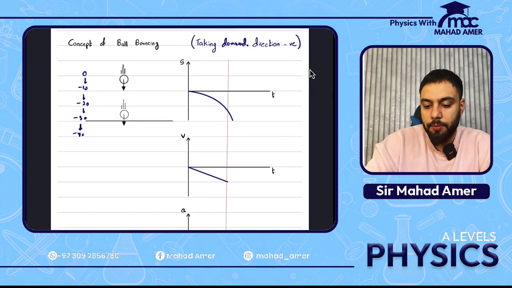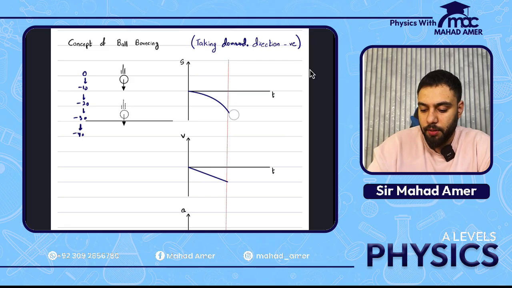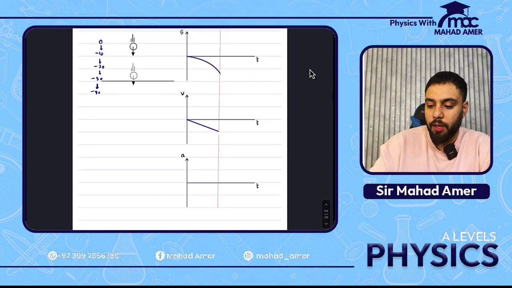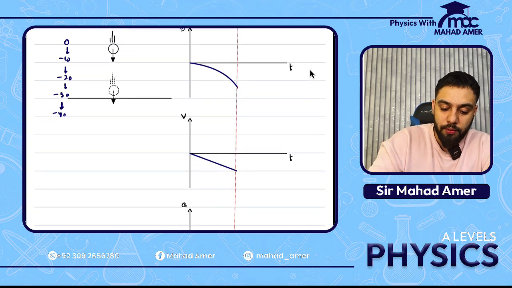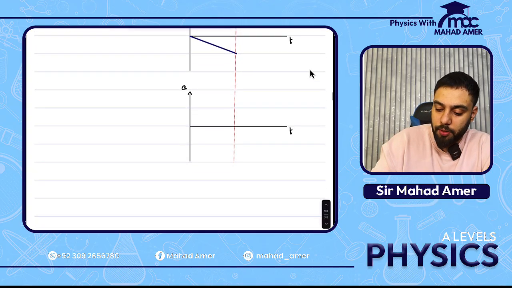Okay, the object is just accelerating, and this is the displacement time graph and the velocity time graph. You can realize that the acceleration is negative in this case. Each second the velocity is gained by a negative 10, so the acceleration graph will be a little bit down.